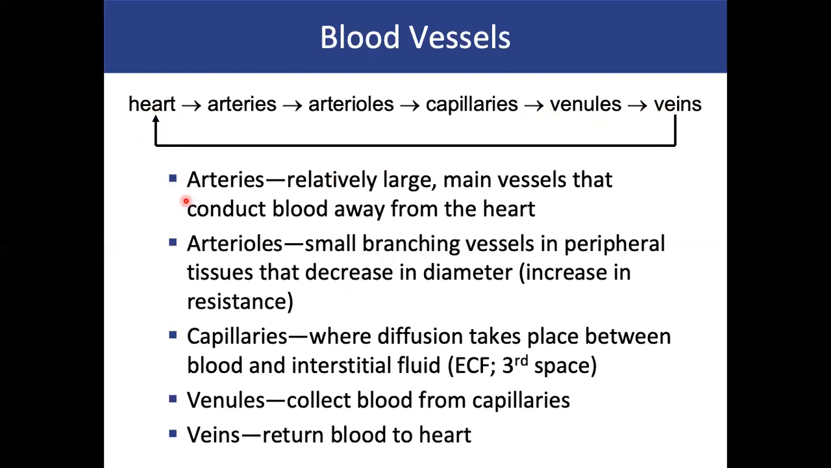Can you give me a major artery in your body that takes blood away from the heart? Good, your aorta. Okay, so then it branches into arterioles. And then at the tissue level, we have capillaries. And this is actually where diffusion takes place between the blood and the interstitium. And then we have venules that collect blood from the capillaries. So the venules are going to have CO2 in them and a lot of waste products because they came from the tissues. Then the veins take the blood back to the heart.